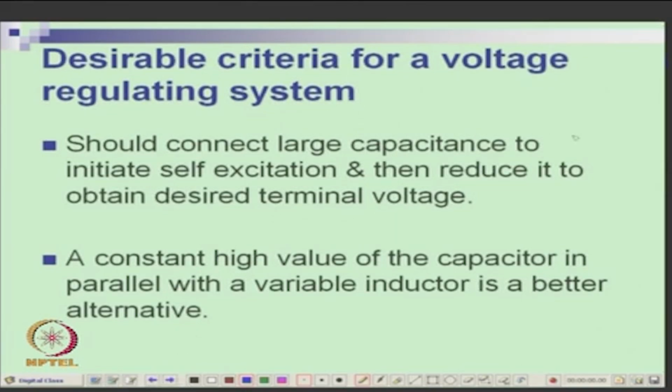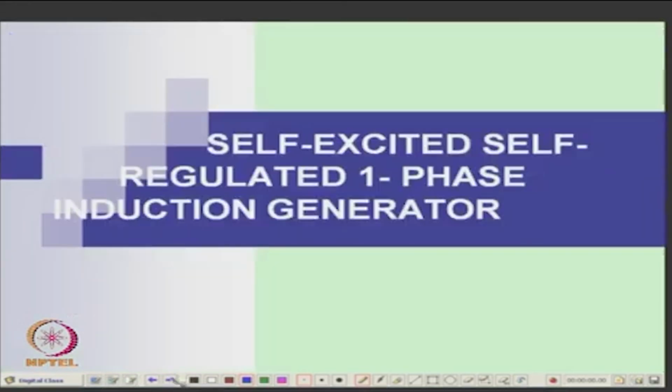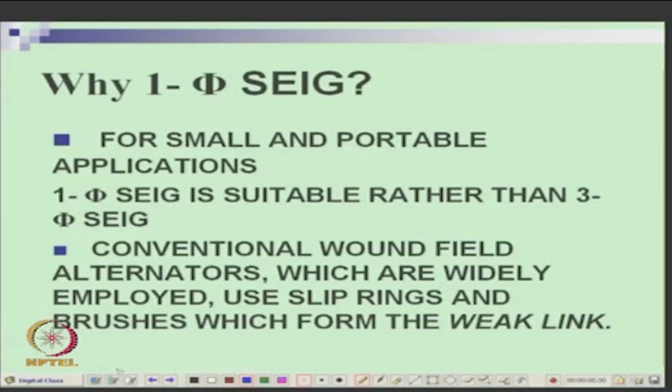Okay, for this we will skip desirable criteria for voltage regulating systems. Because then there is another system which has been developed, a single phase generator. See, these are all 3 phase generators. But your load will be single phase in your house, at your backyard, now most of these portable gensets which are engine driven, they are all single phase generators.